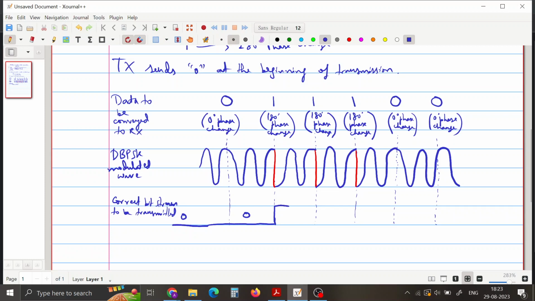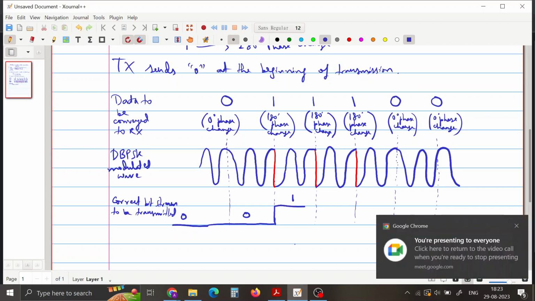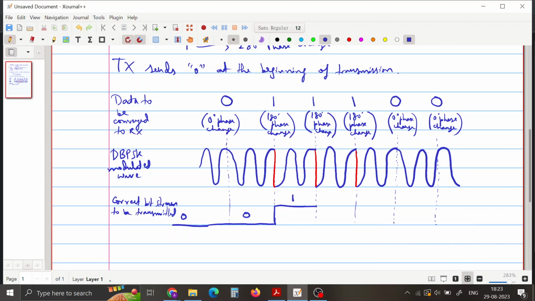So there will be this transition. And this is 1. Similarly, at this point, I encounter another phase change of pi. So I'll get another transition from 1 to 0. Again, here I'll have another transition from 0 to 1 due to this phase change. Then there is no phase change, so this remains at 1. Again, there is no phase change, so it remains at 1.